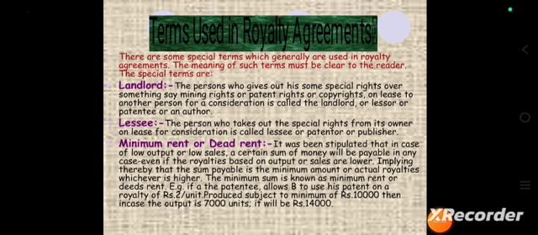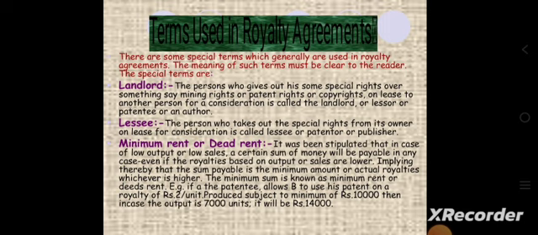Okay, the minimum rent. So what is meant by minimum rent? The minimum rent is called in other words dead rent or fixed rent or floating rent. So the minimum rent is the guaranteed minimum amount payable by the lessee to the landlord, irrespective of the actual output or sales of the lessee.